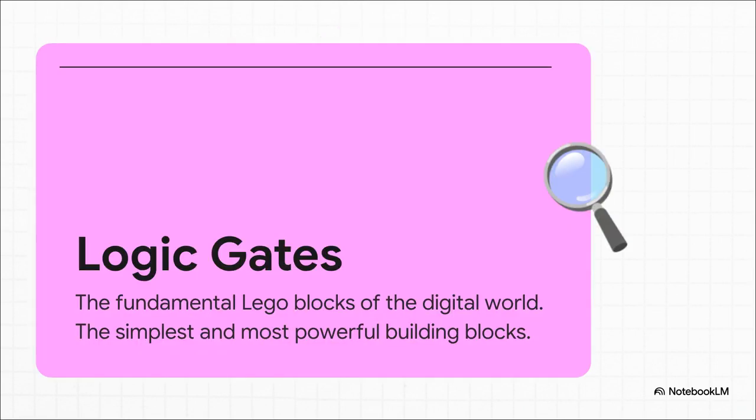Okay, let's get right into it. The answer to our mystery is something called logic gates. The best way to think about them? They're the absolute fundamental Lego blocks of our entire digital world. Or, if you like, think of them as the individual nerve cells of the computer's brain. They're the simplest, smallest, yet most ridiculously powerful little components inside every single processor.